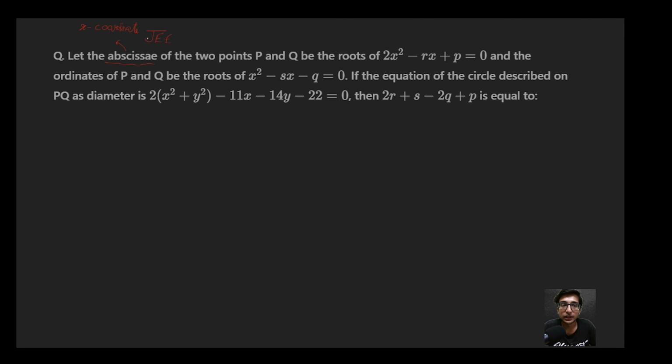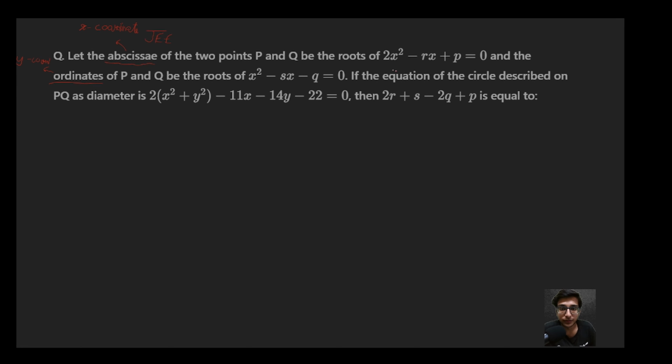And I hope you know what the y coordinate is known as. It is known as ordinates. Here they have mentioned here. So let the abscissa of 2 points P and Q be roots of this equation and the ordinates of P and Q be the roots of this equation. If the equation of the circle described on PQ as diameter is this, then we have to find out the value of basically r, s, q and p.